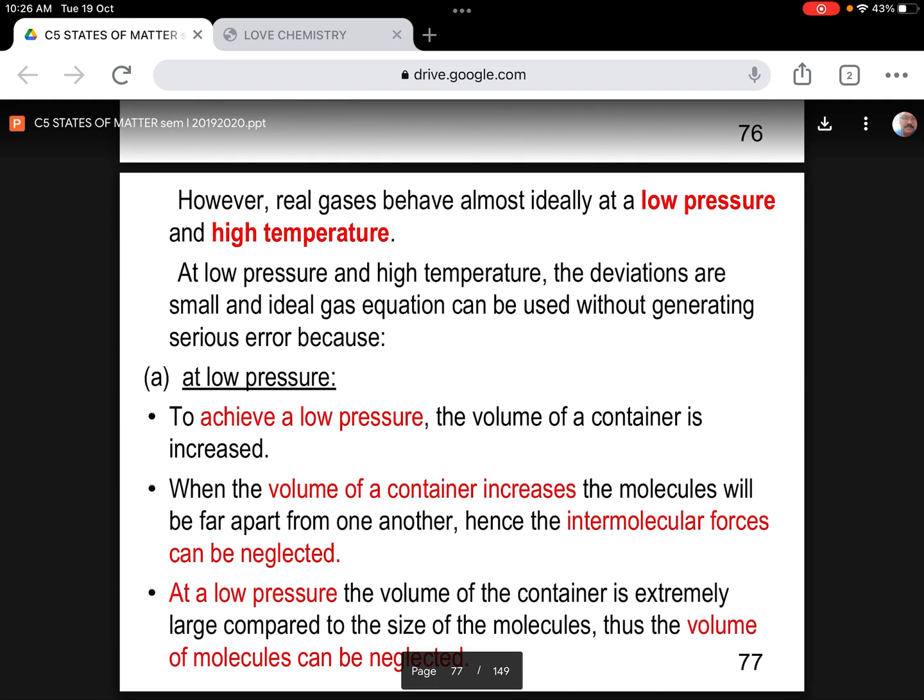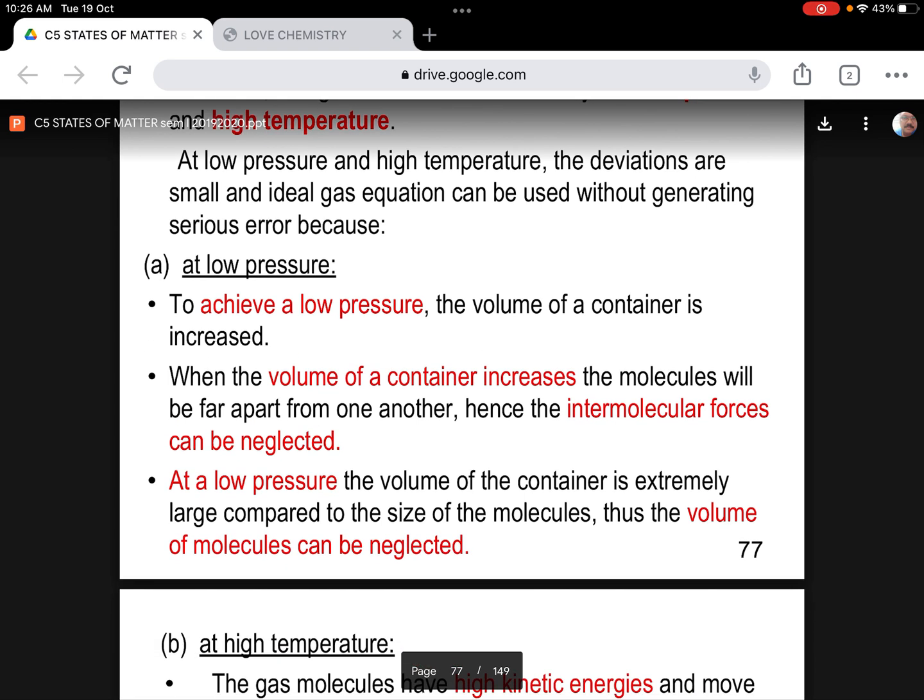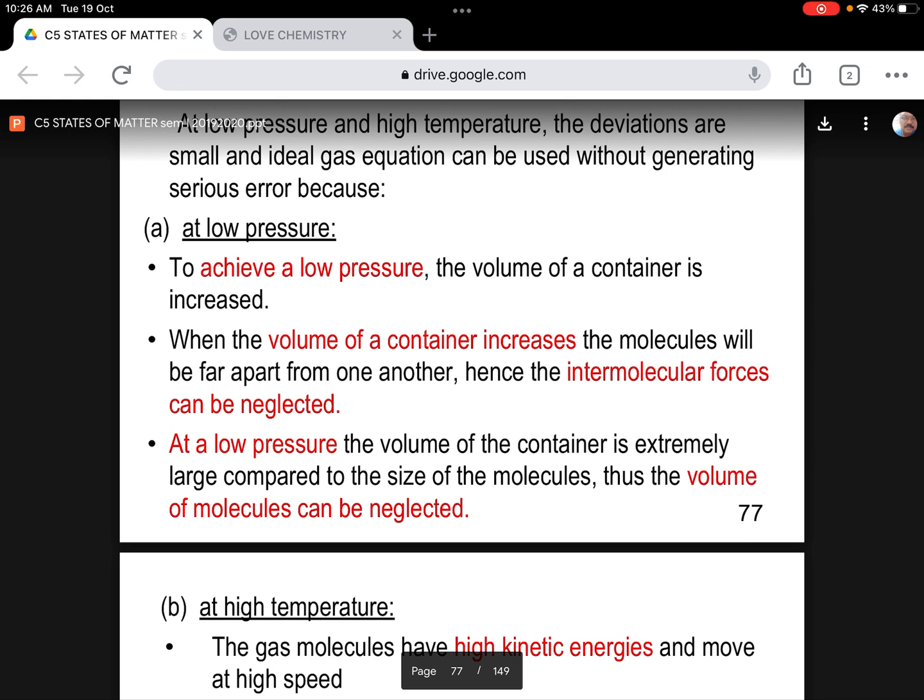However, real gas can also behave ideally at the opposite condition of low pressure and high temperature. At low pressure and high temperature, deviations are small. The ideal gas equation can be used without generating serious error because at low pressure, the volume of the container is increased. When the volume of the container is increased, molecules are very far apart from one another. Hence, the intermolecular forces can be neglected. At low pressure also, the volume of the container is extremely large compared to the size of the molecules. Thus, the volumes of molecules can be neglected as well.